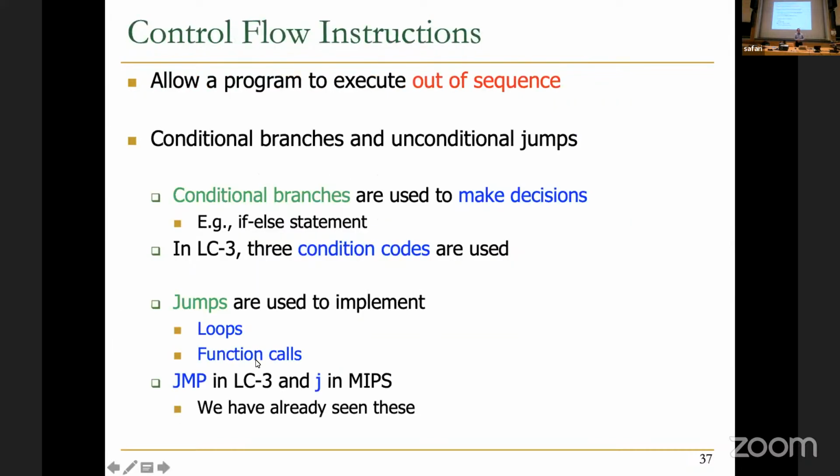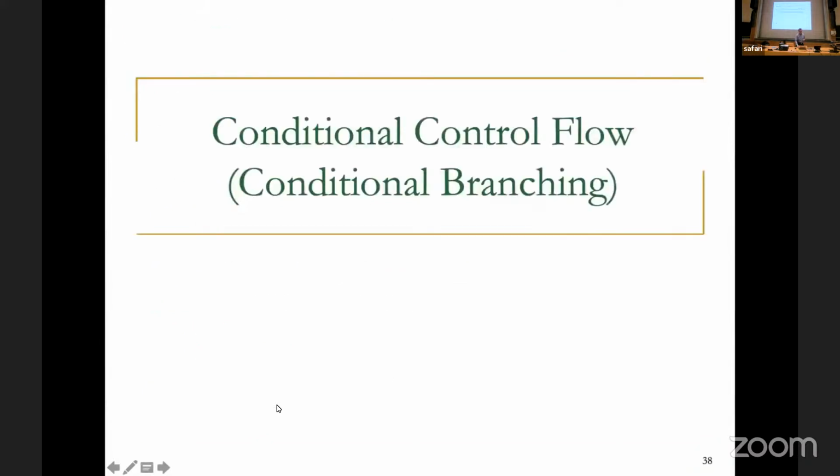Function calls are similar. Basically, if you want to call a function in one code, you should really use a jump instruction. In some ISAs, it's called a call instruction. In LC3, it happens to be essentially jump. And in MIPS also, it happens to be jump. But you may actually see call instructions also. These are function call instructions. And we've already seen these before, so I'm not going to cover these in a lot of detail.